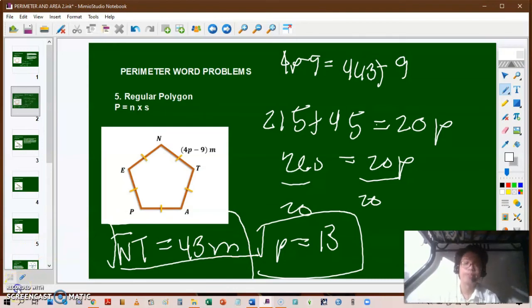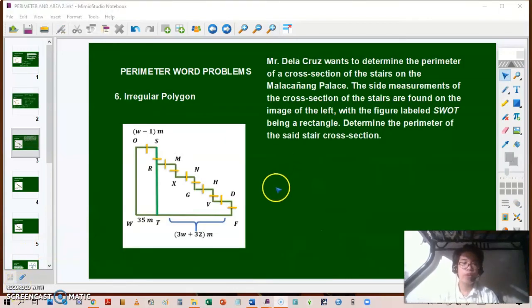a regular polygon. And then lastly, we have irregular polygons, for solving word problems involving perimeter. We have here an irregular polygon. So we want to know the measurement of the perimeter of the staircase. It's a staircase in the Malacañang Palace, a cross section of the staircase, and Mr. De La Cruz wants to know the perimeter of this cross section. So we're given the measurements, and you can see a lot of congruent sides. OS is congruent to SR, is congruent to MR, and so on until you reach the bottom.